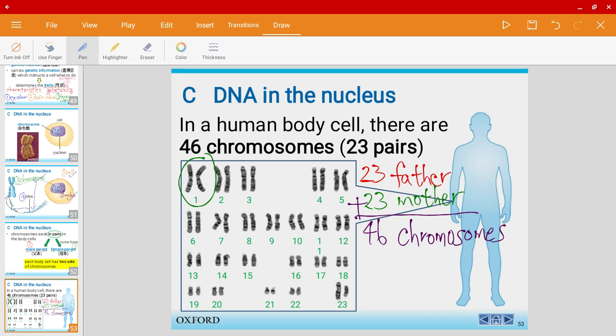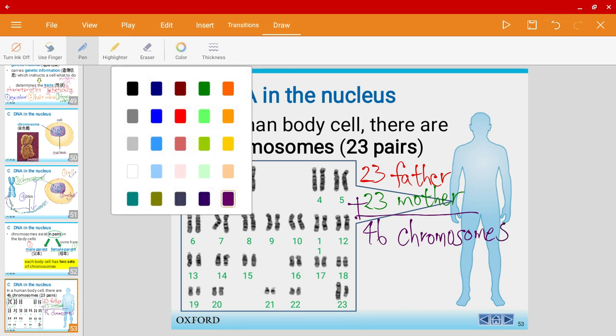And if you look at the diagram on the left, if you count all of the chromosomes, 1, 2, 3, 4, 5, 6, all the way, you'll find that there are 45, 46. There are 46 chromosomes in a human body cell. Only one human body cell, there are 46 chromosomes. Okay?